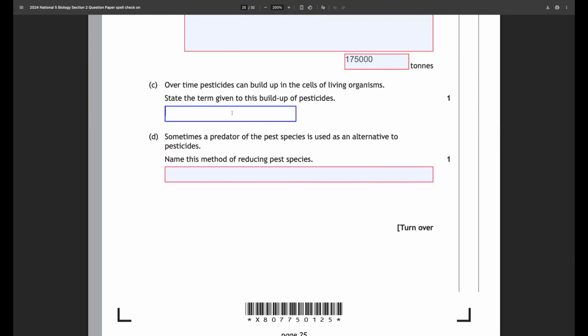Okay, over time, pesticides can build up in the cells of living organisms. What's the name of the term for this? This is just a simple definition, bioaccumulation. Next one, if you don't know that one, by the way, look up your bioaccumulation in 2.5 and make sure you memorize that.